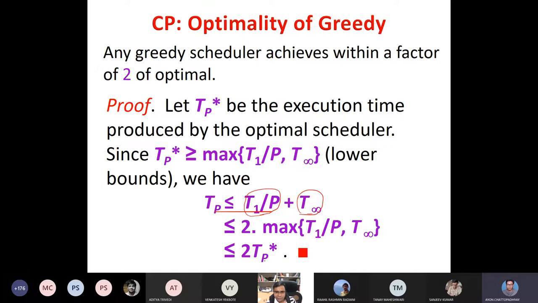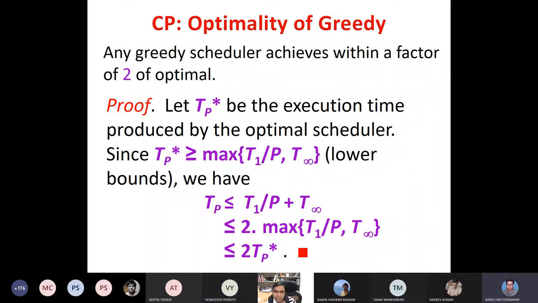And in this case, again, TP is always greater than max of T1 by P and T infinite. So directly you can say TP, the time on P processors, is less than 2 TP star, where TP star is the optimal result. So why are we multiplying by 2?